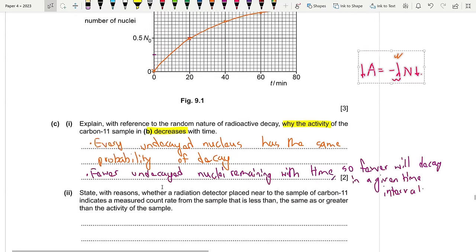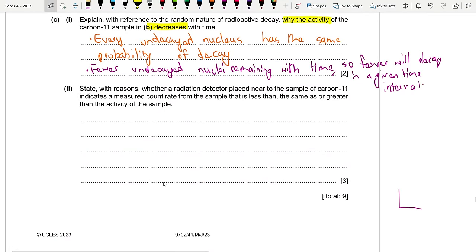And also, maybe carbon 11 might be in a vessel like this. It actually emits in all directions. This way, this way, this way, this way. But our detector is over here, the Geiger counter, okay? So we will only pick up this radiation, this one. So we will not pick up these, so we might get less.